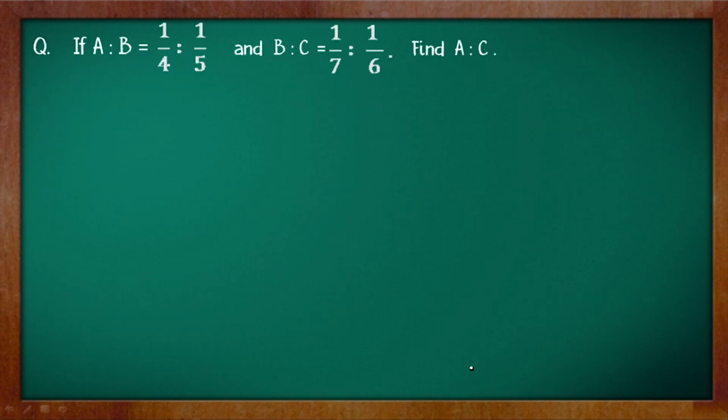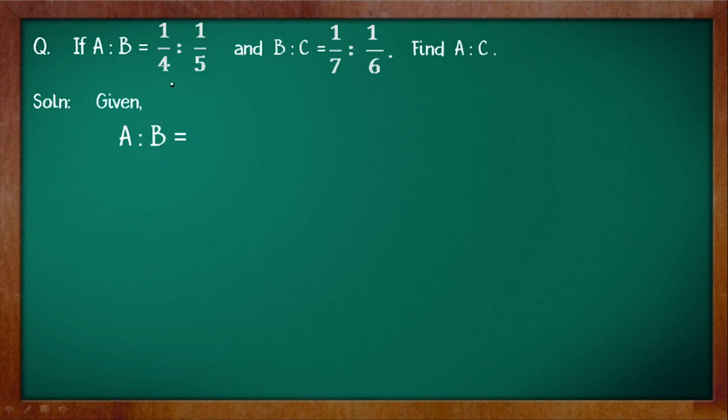So let's see the first question. If A is to B is equal to 1 by 4 is to 1 by 5 and B is to C is equal to 1 by 7 is to 1 by 6, find AC. So we need to find the ratio AC where the ratio AB and BC is given, but the ratio is given in fraction. So first we will change this fraction ratio into a whole number ratio. Let's write the given first.